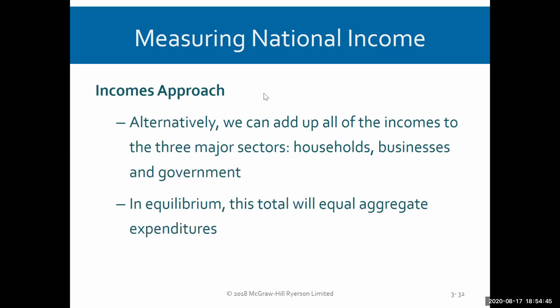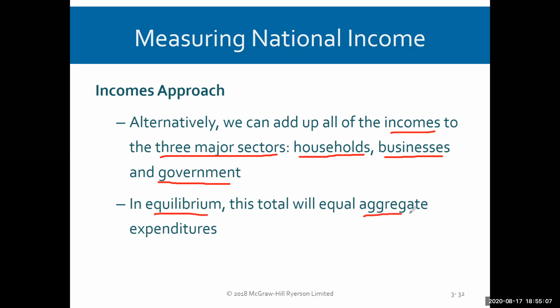Under the incomes approach, all we want to do is add up all the incomes to the three major sectors. That's the incomes to households, the incomes to businesses, and to government. So if we do the expenditure approach and the incomes approach, then in equilibrium, the aggregate expenditures will equal the total income.